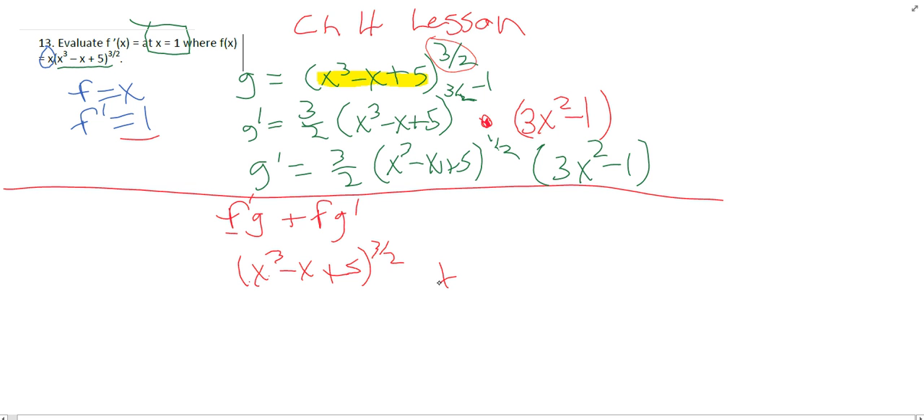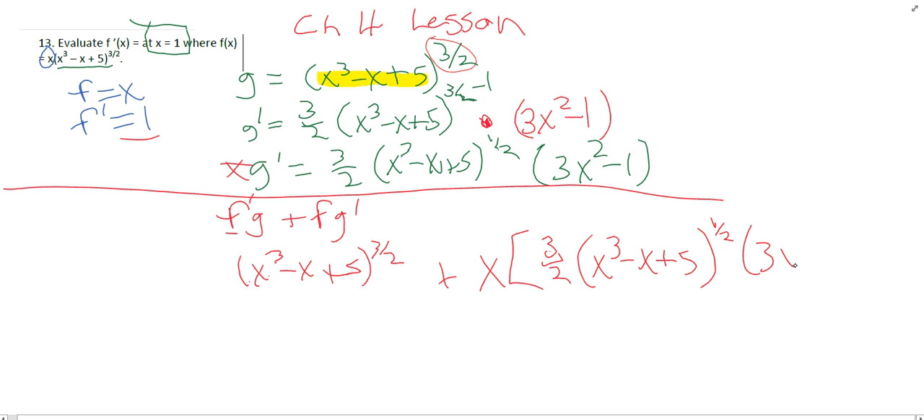plus f times this entire derivative that we had to use the chain rule on. So we have 3/2 x cubed minus x plus 5 to the 1/2 power times 3x squared minus 1. Okay, and this is the derivative of the entire function. Well, we can go ahead and evaluate it at 1 anytime we'd like.